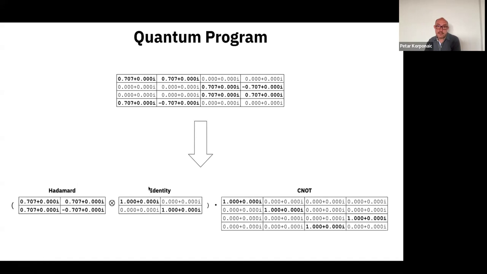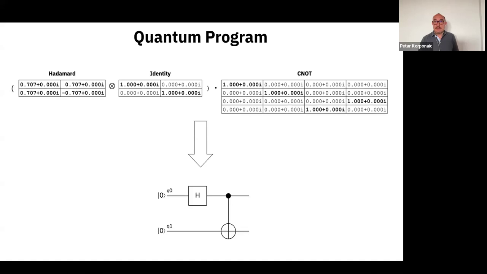And Hadamard is multiplied with identity, but this is a tensor multiplication, so this is not a dot product. This is a tensor product of matrices, and the result is a 4x4 matrix, which we then dot multiply with the CNOT matrix, and the resulting matrix is our quantum program. So our quantum program is decomposed into 3 smaller matrices.